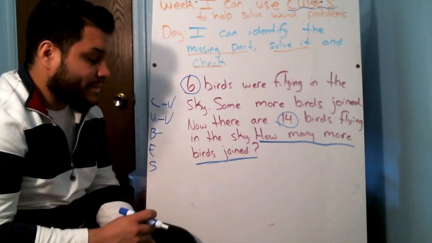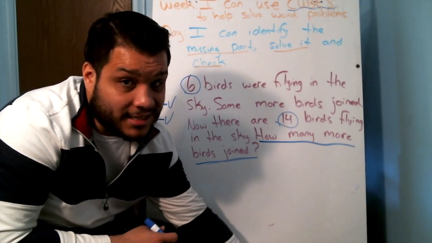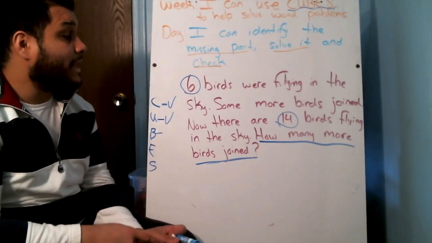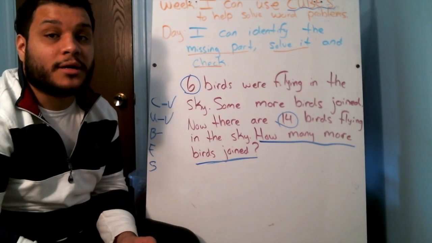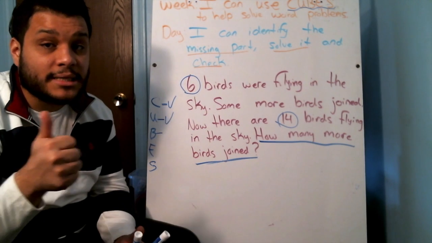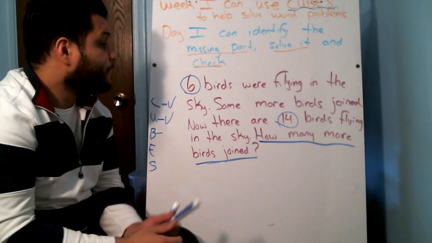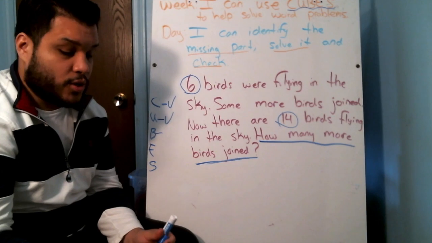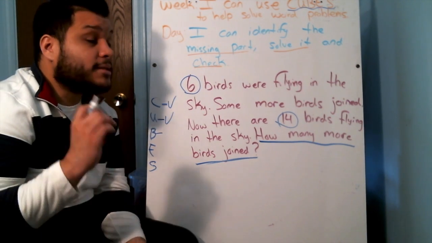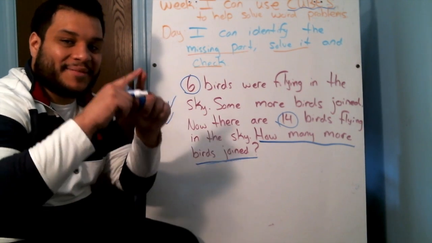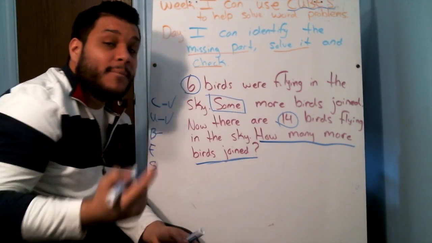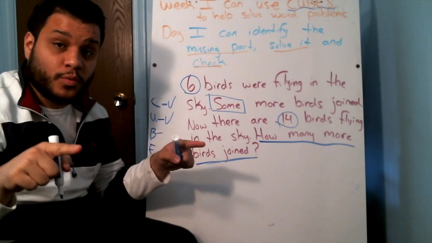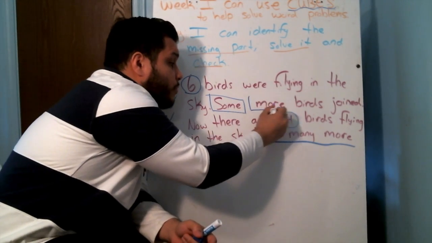Next, we want to box in our math words. And yesterday, Mr. Nieves let you in on a secret that the word sum is a math word because sum means missing number or missing part. 6 birds were flying in the sky. No math words there. Some, yes, I'm going to box that in. Some more, yes, the word more is also a math word.